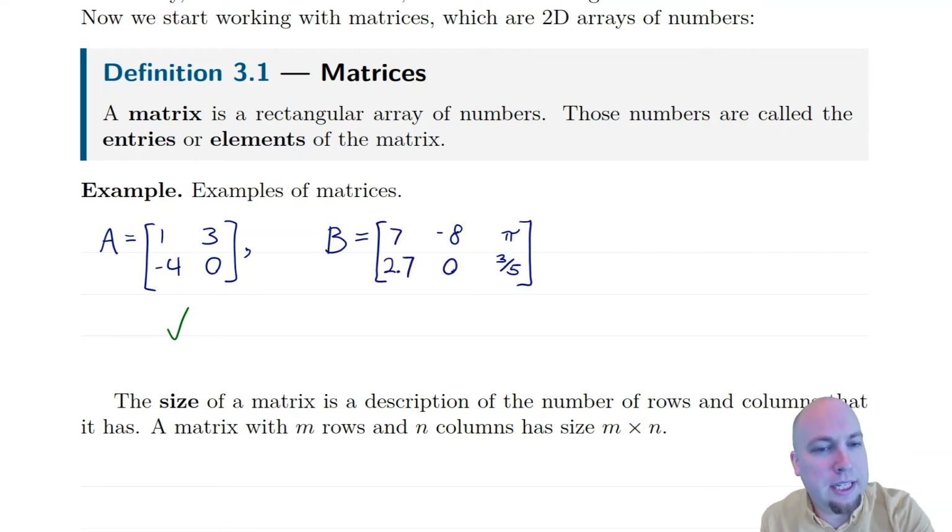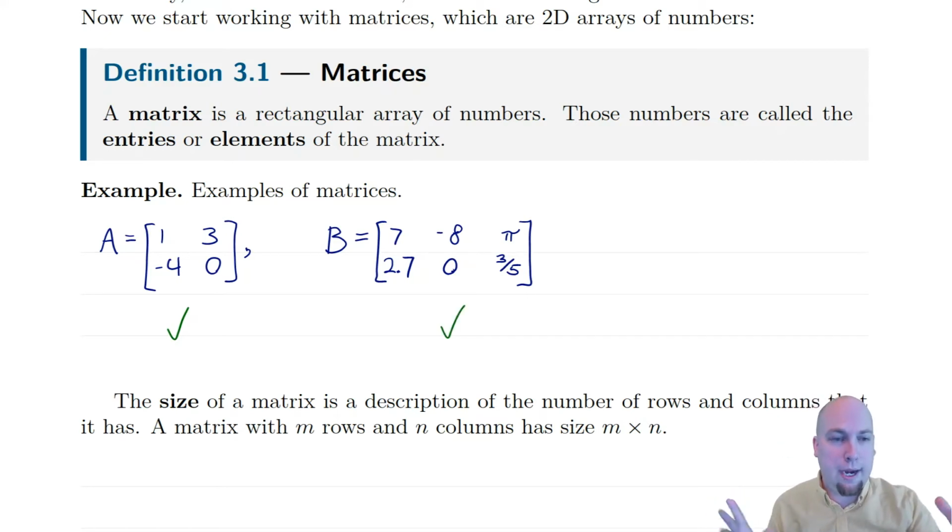Okay, well, what about this? The entries of a matrix don't have to be integers. So I might have 7 as one of the entries and -8, but then I can have pi as a number in a matrix, and 2.7, and 3/5, something like that. That's still a matrix. It also doesn't even have to be square. So here we've got more columns than we have rows. There are 3 entries in the horizontal direction, but just 2 entries in the vertical direction. That's okay. It's still a two-dimensional grid of numbers. It's still something that we call a matrix.